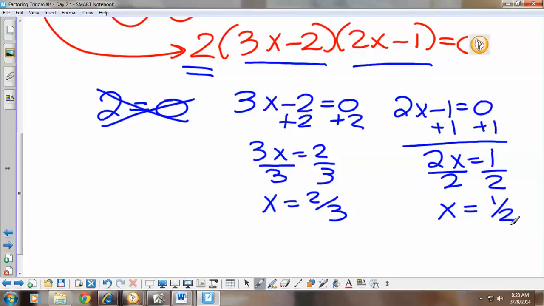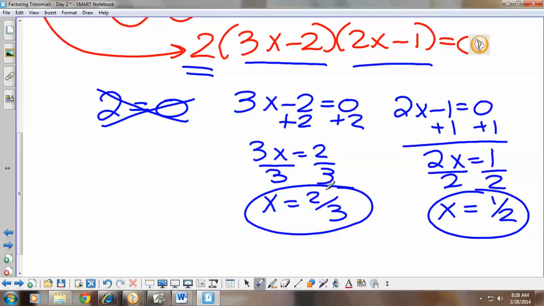How many answers do I have? What about this 2 equals 0? Isn't that one of my answers? You can't put that. There was no variable in this to solve for, was there? So it's not going to help me to find values of x that are going to make the equation 0. The only 2 values of x that make the equation 0 are right here, 2/3 and 1/2. Questions so far?